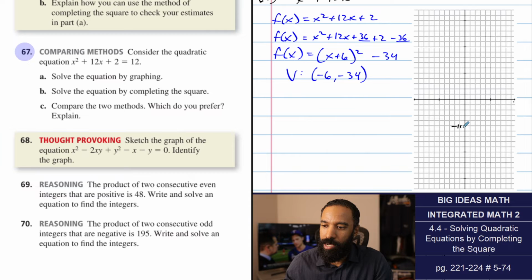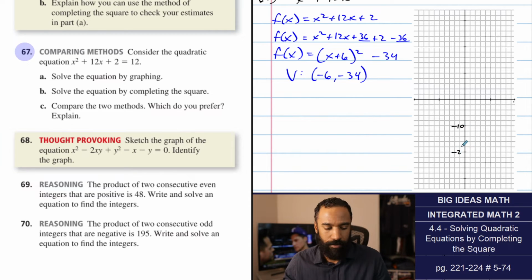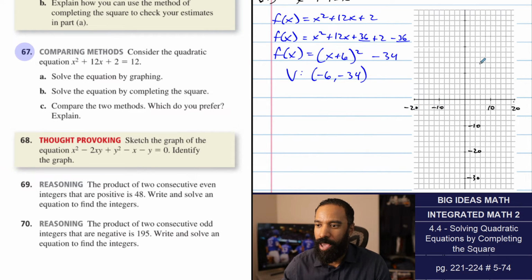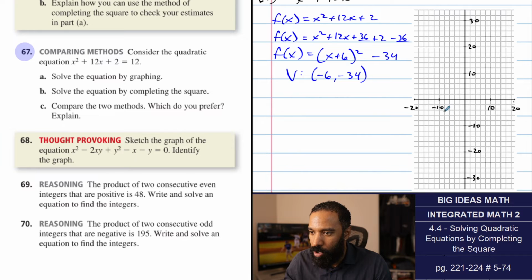So I can do negative 10, negative 20, negative 30. This is 10 and 20, negative 10, negative 20. You can see why I don't miss graphing. 10, 20, and 30. Okay, negative 6, negative 34 would be all the way down here.